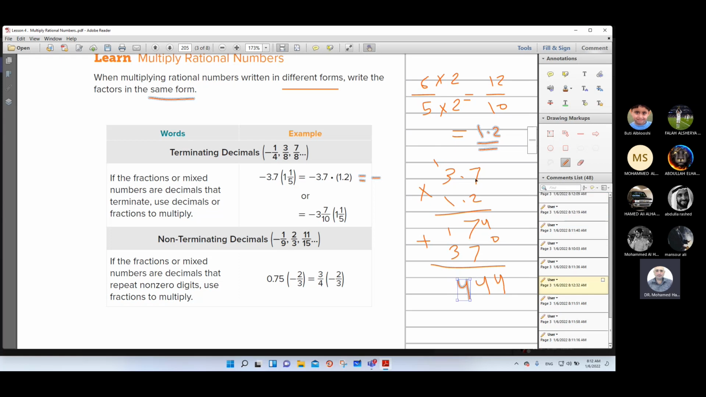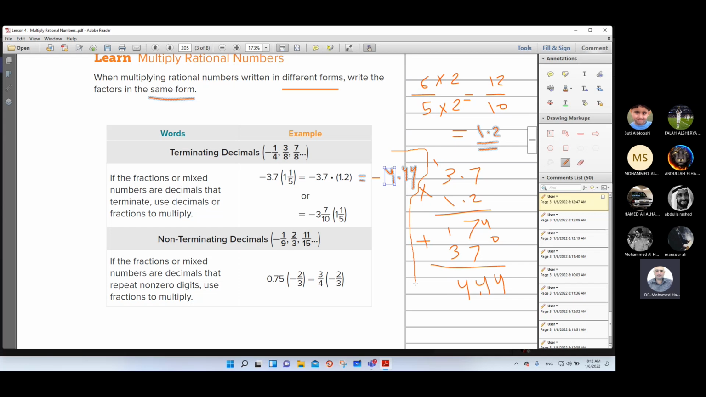Then the point here after 1 digit and the point here after 1 digit. So put the point after 2 digits. So the answer will be 4.44. Or you can, the next idea, you can change the decimal to the mixed number. You can change the decimal to the mixed number. How? The first step, change the decimal to the fraction.